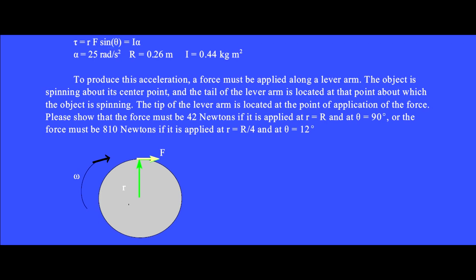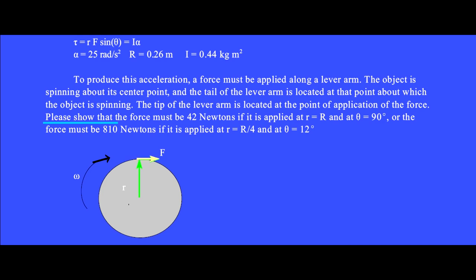In this problem, we've been given alpha equals 25 radians per second squared, the radius of the disk, big R equals 0.26 meter, and the moment of inertia of the disk, I, equals 0.44 kilogram meter squared. To produce this acceleration, a force must be applied along a lever arm. The object is spinning about its center point, and the tail of the lever arm is located at that point about which the object is spinning. The tip of the lever arm is located at the point of application of the force.